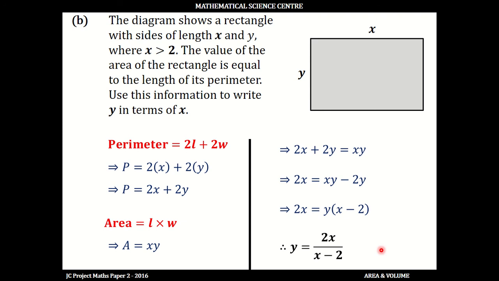What does it mean that x is greater than 2? You see the way it says here, x is greater than 2? That was put in there because of this. You see the way we've got x take away 2? What happens if x was smaller than 2? Give me a number that's smaller than 2. What's 1 take away 2?